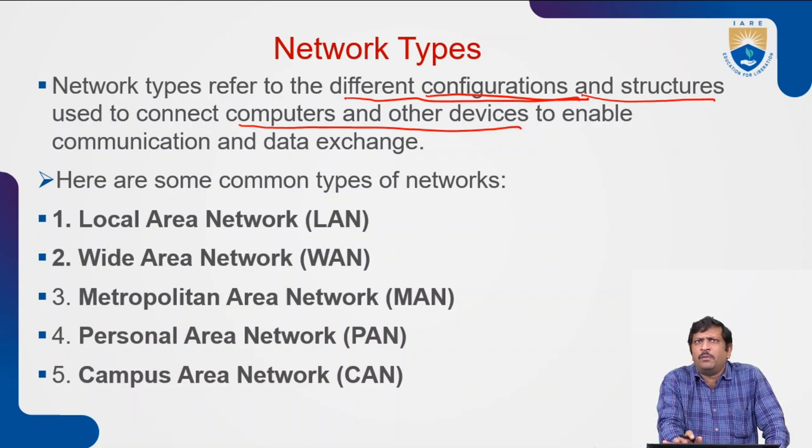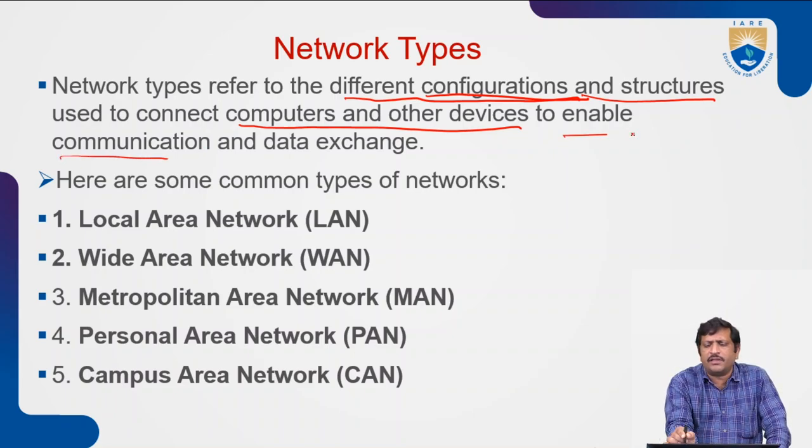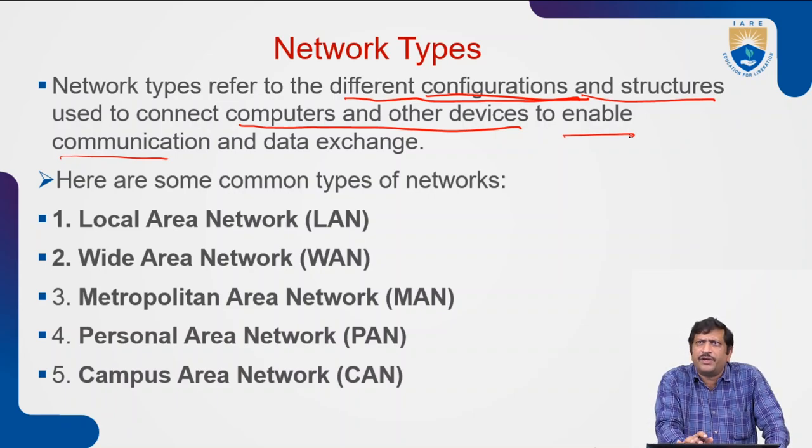That means enabling the communication, that is, wired communication and wireless communication. These two types of communication can be enabled with the help of these configurations and structures. Wireless communication, mobile communication, is wireless communication. For that, we can use protocols for mobile communication. That means the configuration is different and the structure is also different.